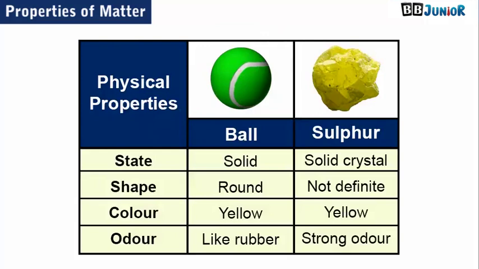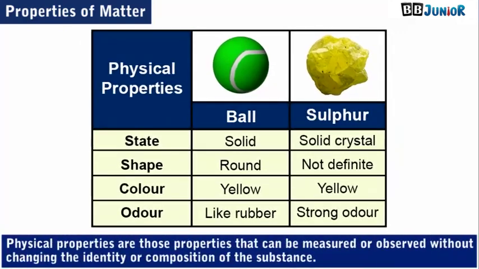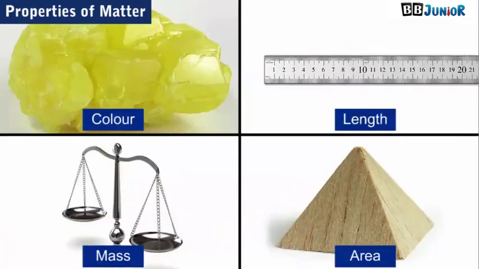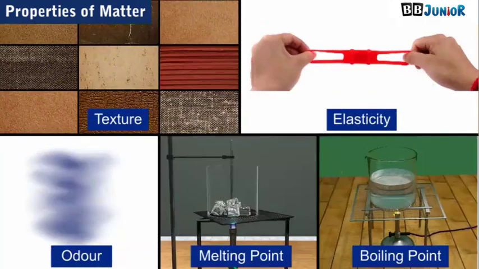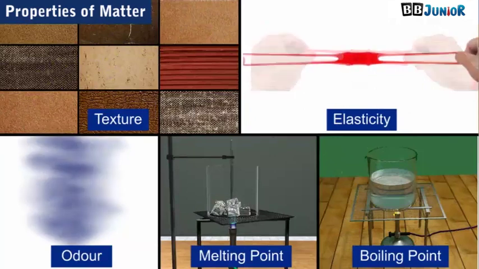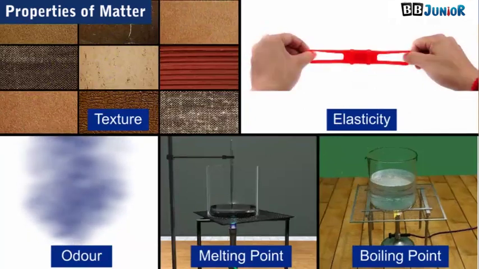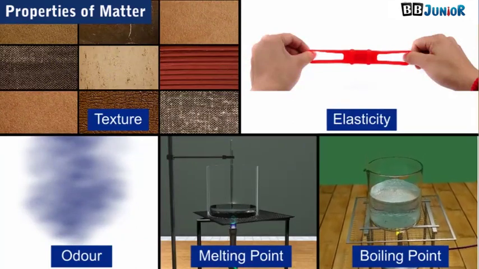What we saw are the physical properties of a rubber ball and sulfur. These properties can be easily seen or felt. Thus, we can say that physical properties are those properties that can be measured or observed without changing the identity or composition of the substance. Color, length, mass, area, texture, elasticity, odor, melting point, and boiling point are examples of physical properties.